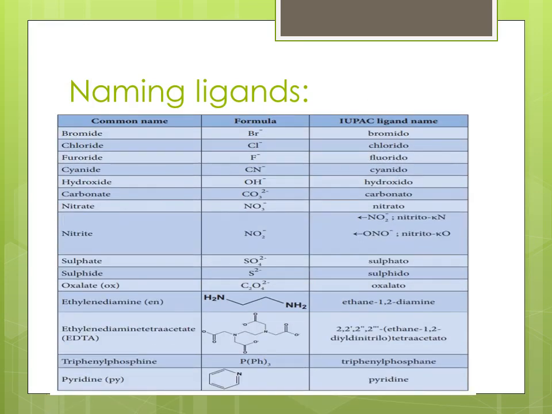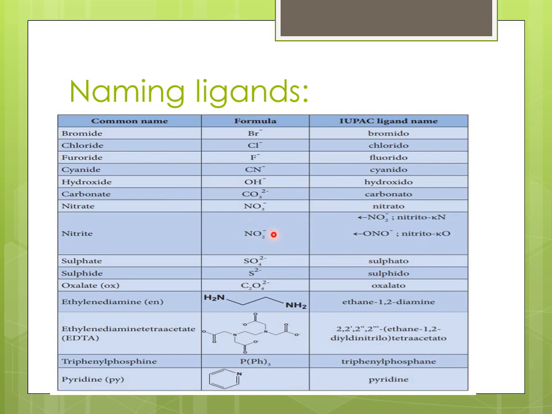Already I said there are positive ligands, negative ligands and neutral ligands. Here there are some examples of ligands. Then how to name these ligands? Let's see that. Bromide can be named bromido. These are negative ligands. Even in yesterday's video we have seen this, and I told you all to learn this. So: bromido, chlorido, fluorido, cyanido, hydroxido, carbonato, nitrato.